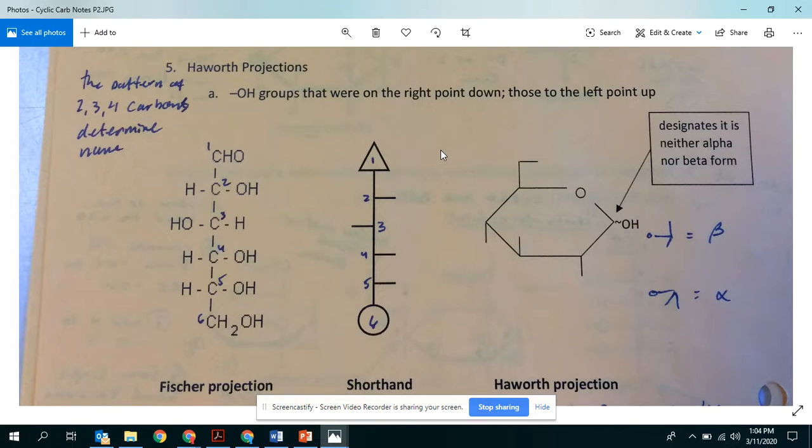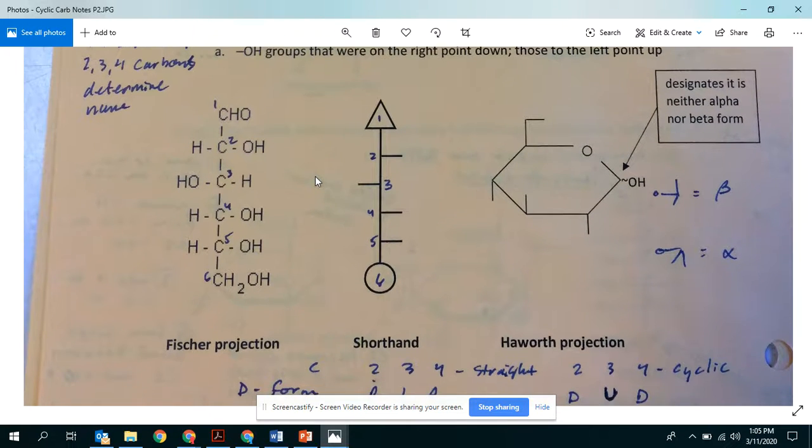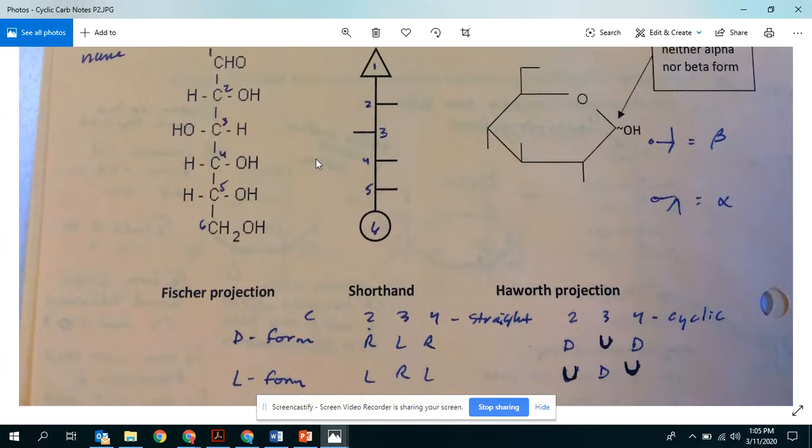Now we need to talk about Haworth projections. So we have the Fischer projection, which you should know from last class in the quiz that you just took. And then we have the shorthand version. Remember, the triangle represents the carbonyl, and the circle represents the CH2OH. And numbering carbons is going to be really, really important for figuring out what the cyclic structure will look like and drawing the cyclic structures or the Haworth projections properly.